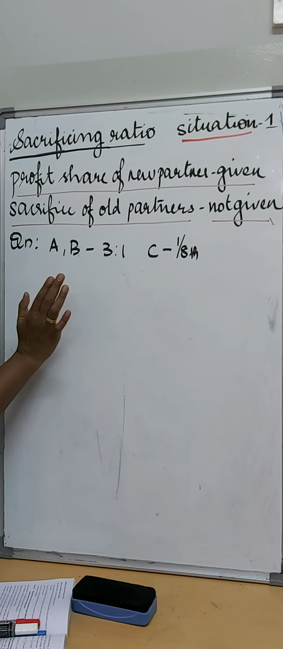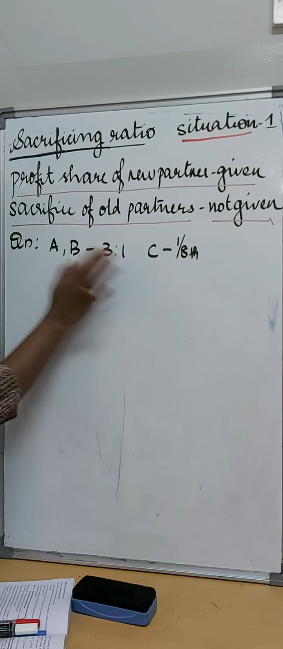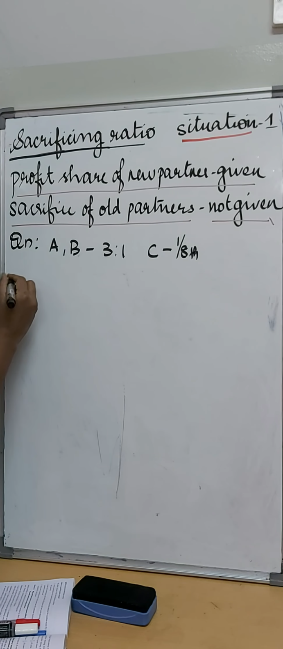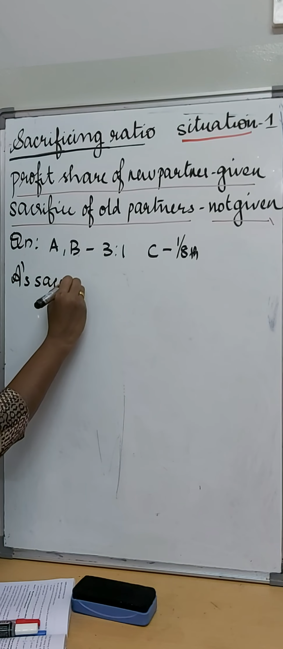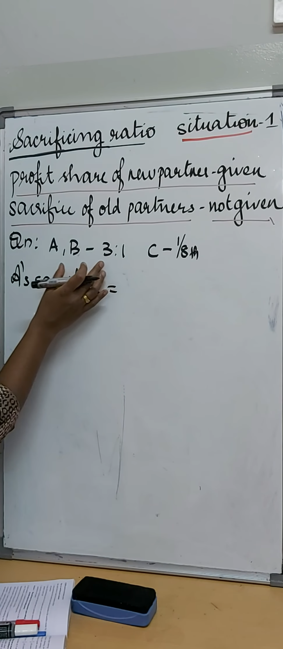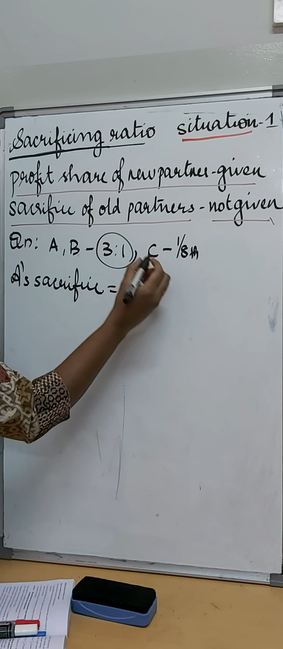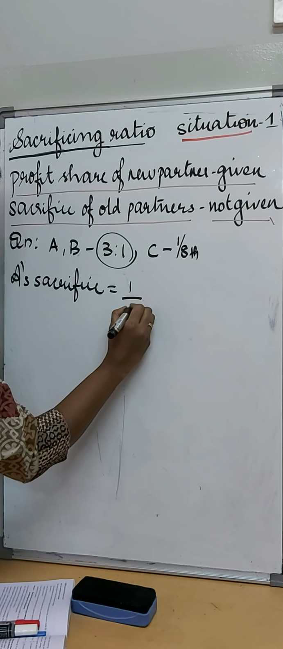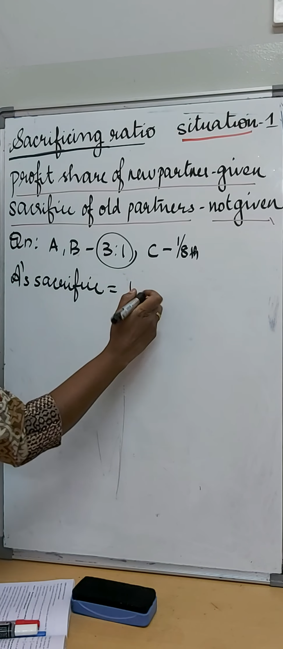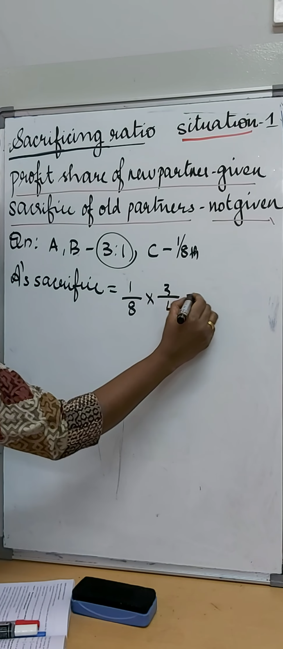Okay, so in this case we should assume that the old partners are sacrificing their profit share in their old profit sharing ratio. Okay, so A's sacrifice will be: you have to assume the old partners are sacrificing their profit share in their old profit sharing ratio. So C is admitted for 1/8 share of profit and 3/4 will be A's sacrifice.